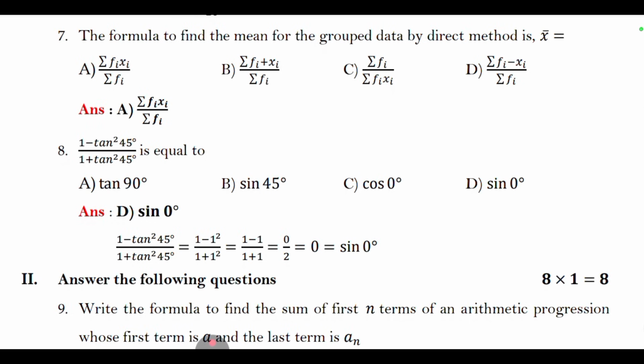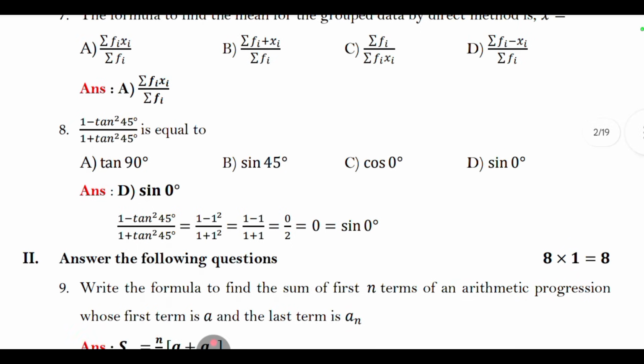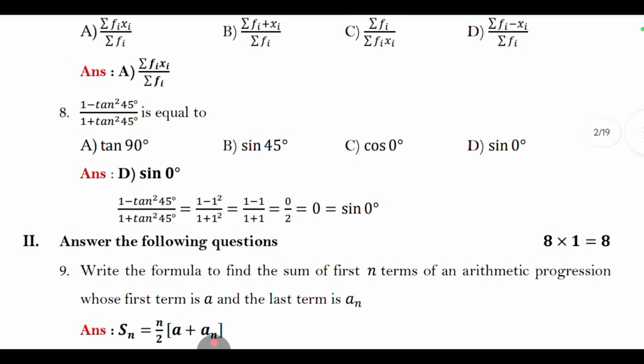So this is an important, very important question for preparatory. If you do all 4 question papers from my channel, then you will at least score 60 to 65 plus marks in the exam. 7th question is the formula to find the mean for the grouped data by direct method is x bar equals to, this is the answer. Option A is the correct answer.